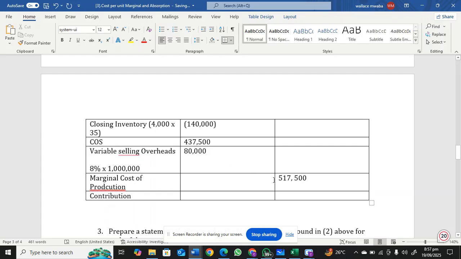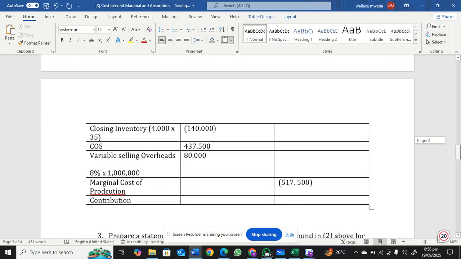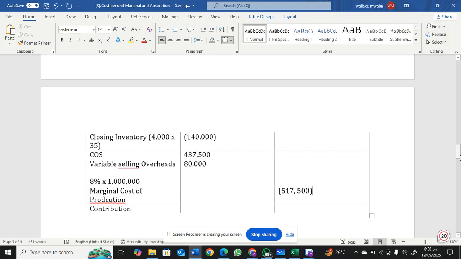And the way you get that, I'm going to say 1 million minus 517,500. You get 482,500. That is the contribution. Are there any questions so far?